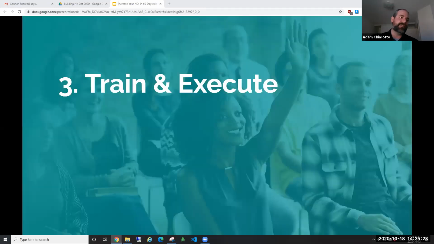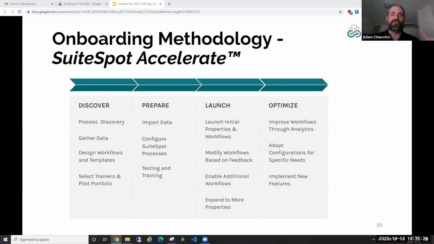Now, the last part of the process is train and execute. This is really the easiest part of the process. We've developed a great onboarding methodology. It doesn't take a lot of time. I'm going to say most of our customers, even the large ones, can be up and running within a matter of weeks. Because of the iterative way that we do things, we figure out what's your biggest priority now. Let's do some process discovery. Let's gather the minimum amount of data that needs to happen, decide on pilot properties, stuff like that.